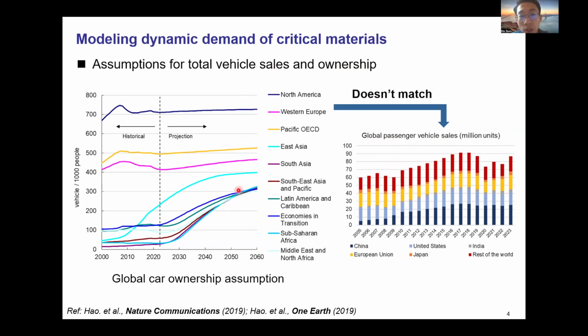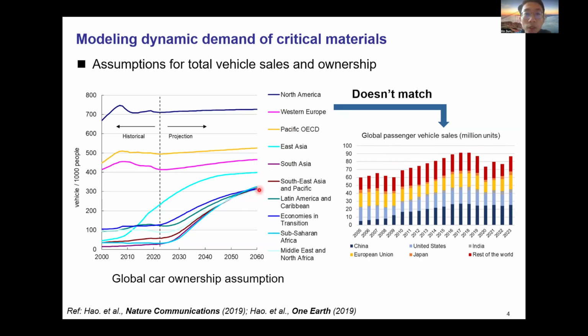So if such kind of assumption is going to come true, we will reach at least 3 billion cars on the road in the future. So each year we will have 200 million vehicle sales. You see that we have never reached the 100 million level. So I'm thinking that such assumption does not make sense. So we need to establish a new model to try to translate that.